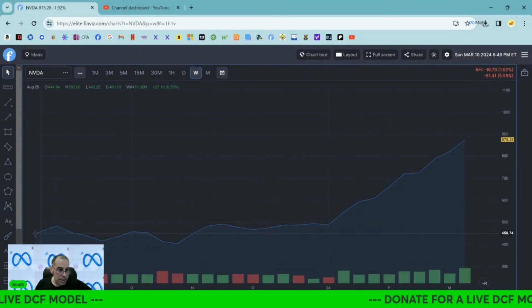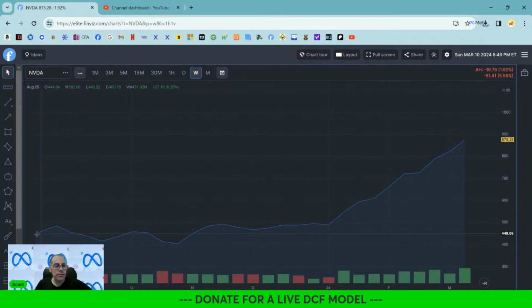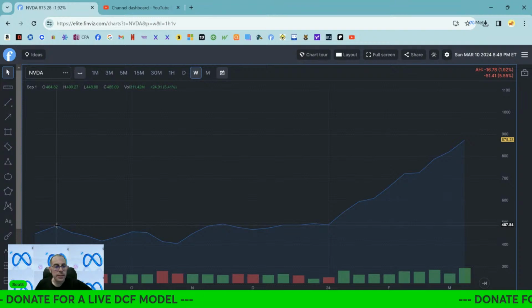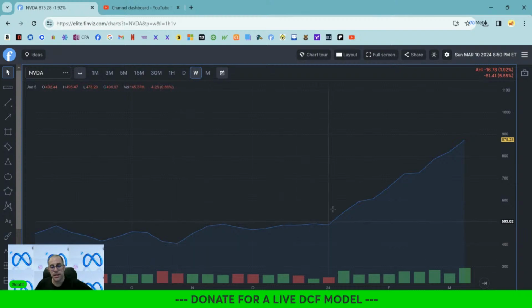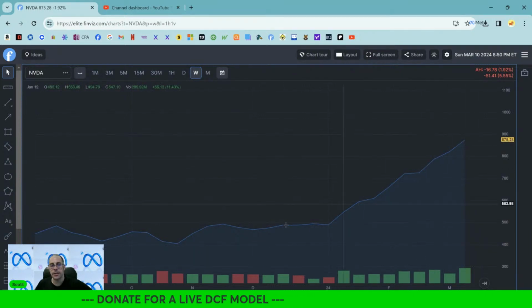This is weekly. On April 25th, it closed at 460. September 1st, it closed at 485, and so on and so on. It just plots the point it closed at and connects the line. This is NVIDIA.